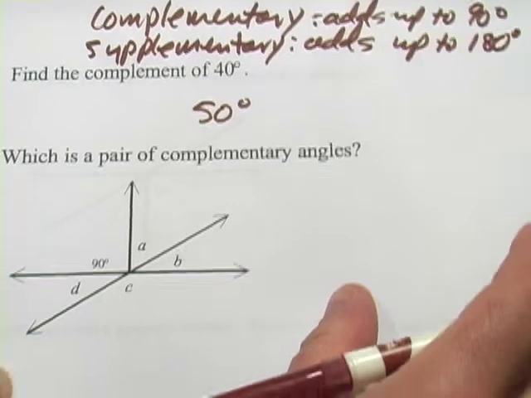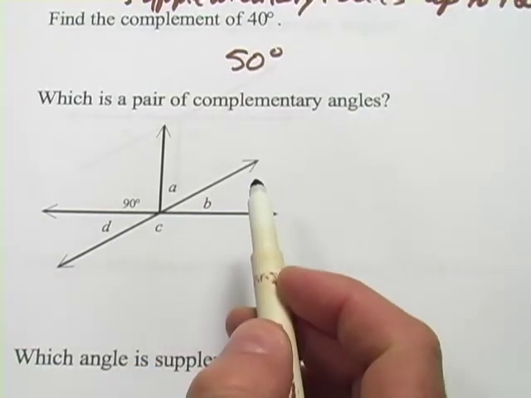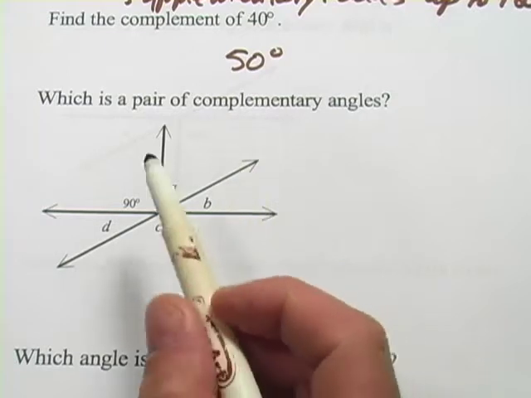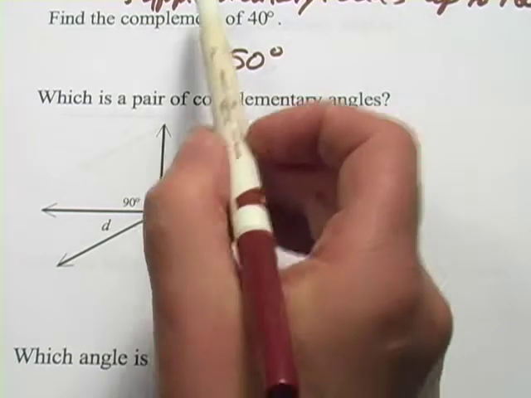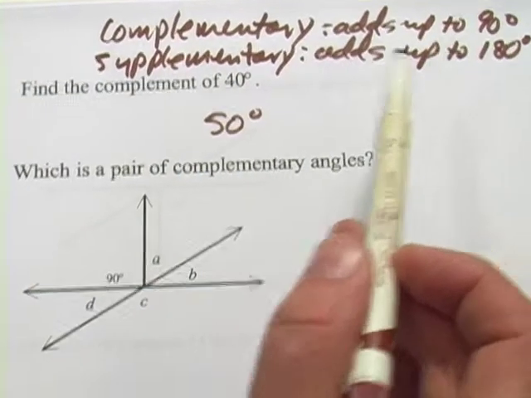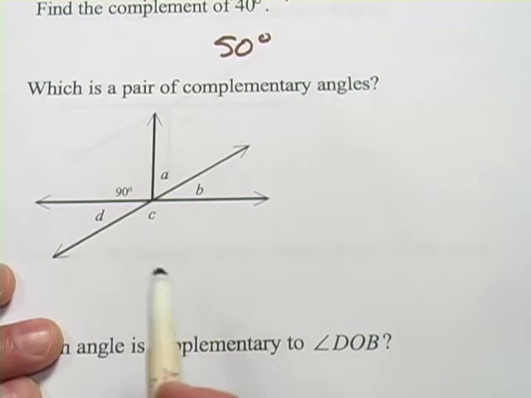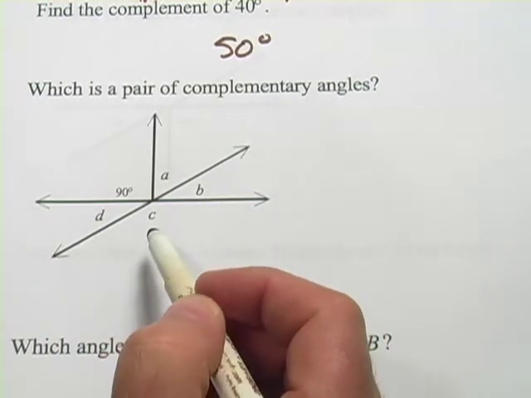Okay, let's look at a couple of problems here. We've got this diagram here, and it says which is a pair of complementary angles. So complementary means they add up to 90. So we want to find a couple of angles, two of these letters here, that add up to 90 degrees.